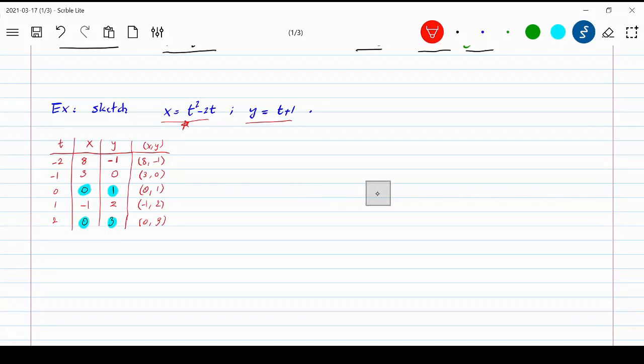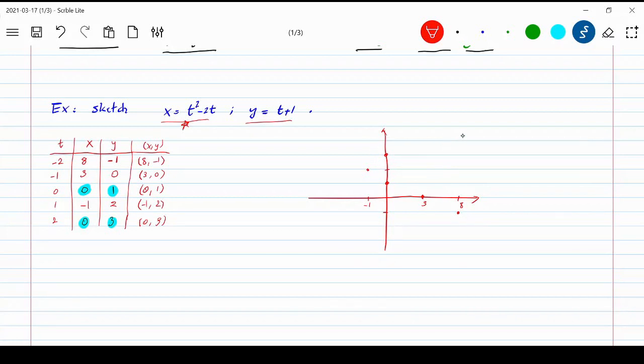So let's draw these points. Okay, here we go, x and y axis. Let's find these points, 8 and -1. Here's 8, here -1. So here 8 and -1. And 3 and 0. Let's say 3 is here. It's 3 and 0. Then we have 0 and 1. We have -1 and 2. Here's -1, y value of 2. And we have 0 and 3. So the curve that we have is going to go through all these points.